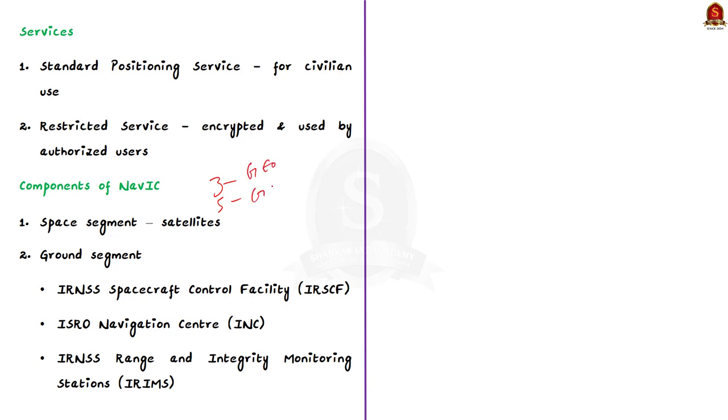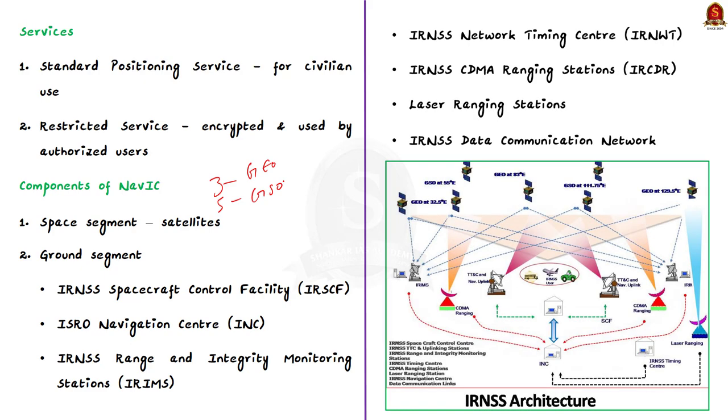Thirdly, let us see about the services provided. IRNSS provides 2 types of services. The first one is the standard positioning service. This service is for civilian use and can be used by all users. Now coming to the second service, the restricted service. This one is encrypted and can only be used by authorized users, that is for military purposes.